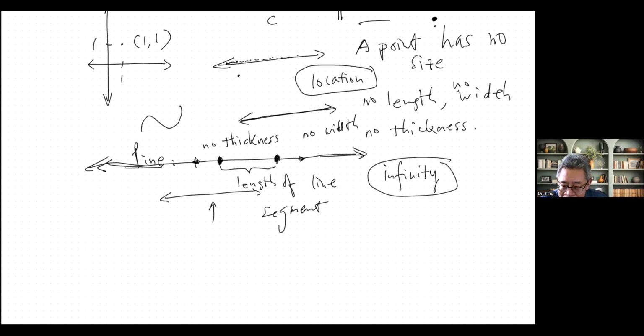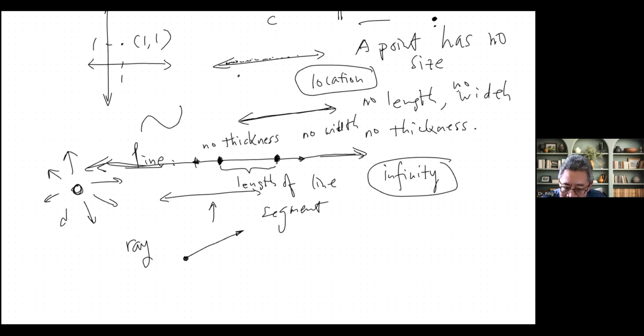Then there is something called a ray. Normally we think about the sun and sun rays going out. A ray has a starting point but no ending point. So the definition in geometry is that a ray is a straight line that has a starting point and no ending point.